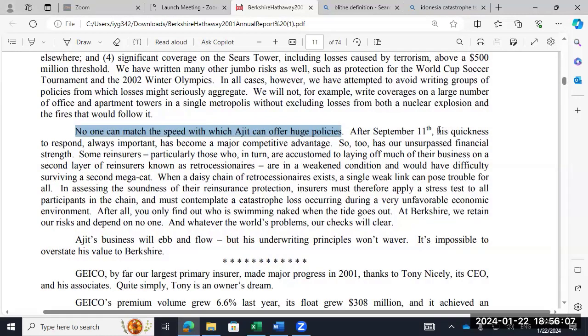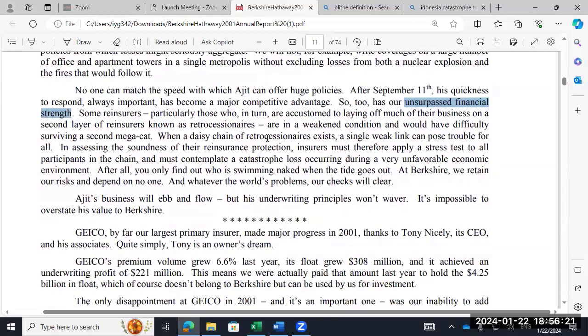Here he says his quickness, man, it's so strange. Even after 9/11, his quickness to respond has become a major competitive advantage. Our unsurpassed financial strength, well, that's kind of nice, right? If you're going to take on all these risks.